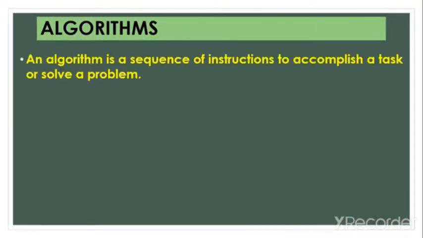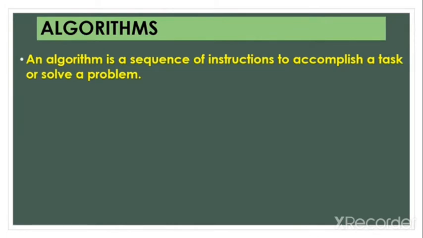What is an algorithm? An algorithm is a sequence of instructions to accomplish a task or solve a problem. So, to solve a particular problem, we have to write step-by-step instructions. That sequence of instructions is called an algorithm.